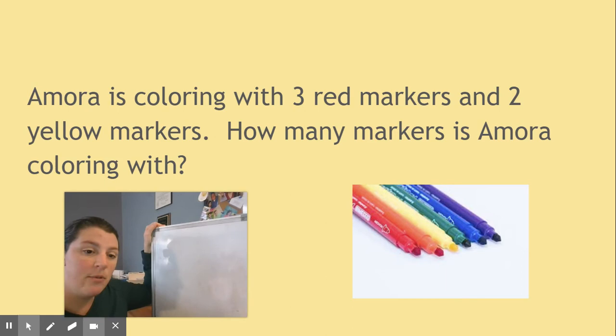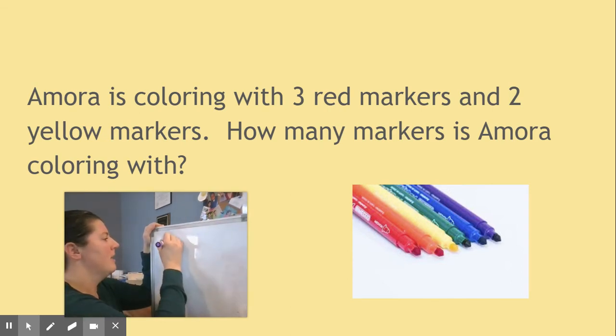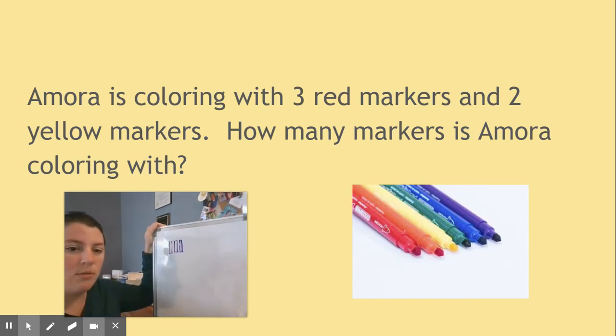Now, sometimes when we're making a math drawing, it can be really tempting to add lots of details. But when we're using a math drawing, we don't need to spend all our time drawing an exact picture. So for the 3 red markers, I'm going to just make 3 rectangles. And you might not have every color of marker, so just pick the one you have. So there's her 3 red markers.